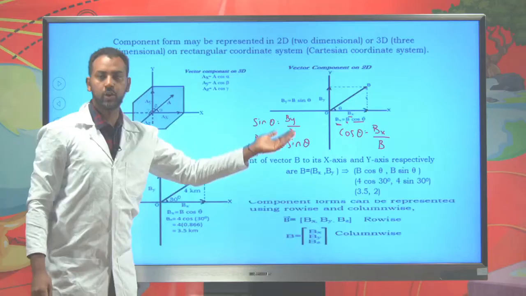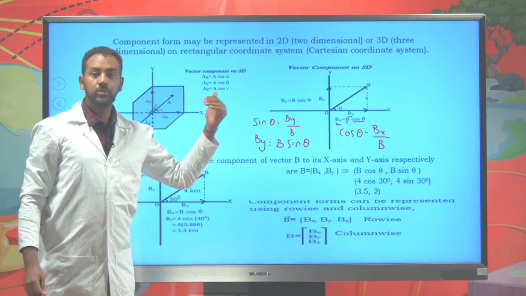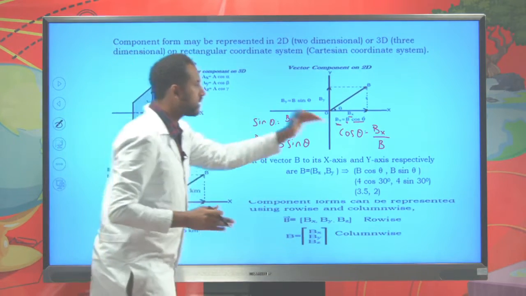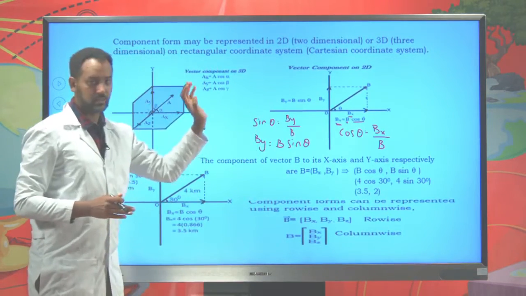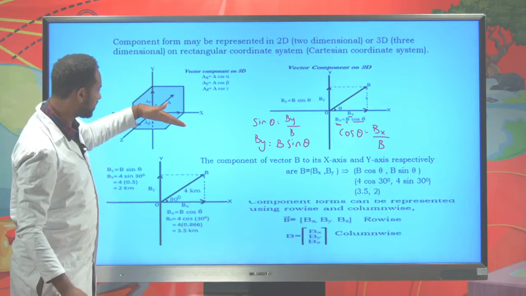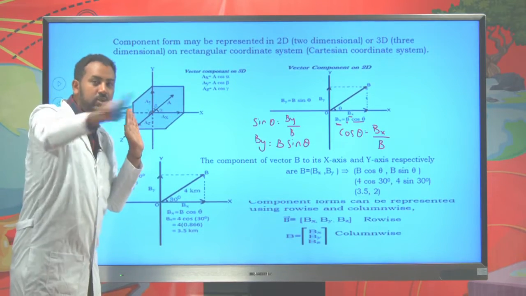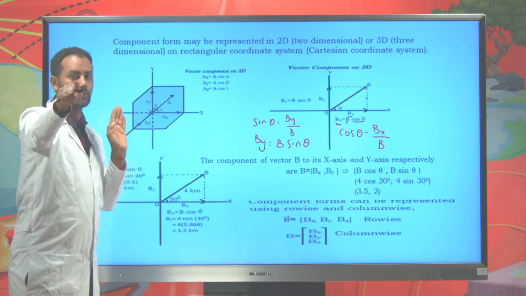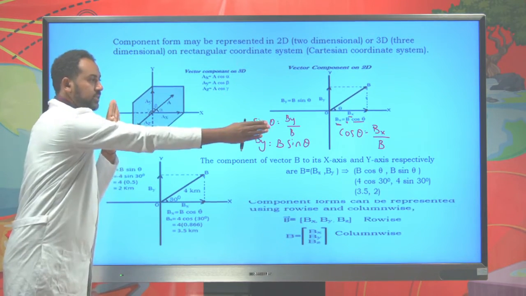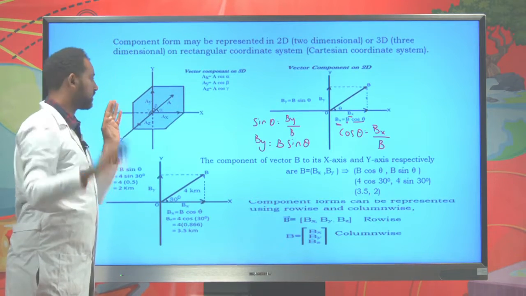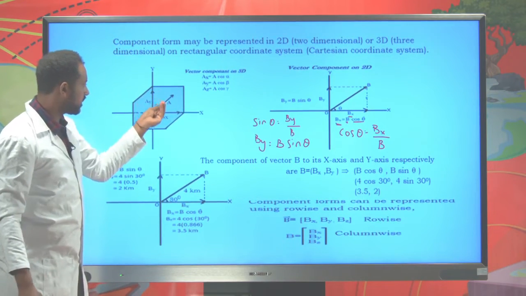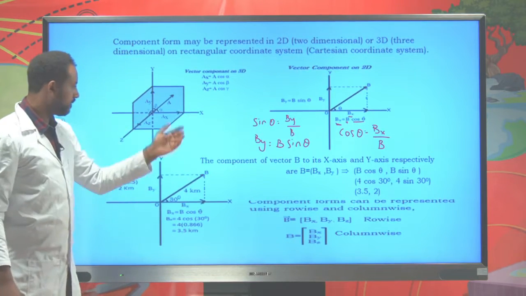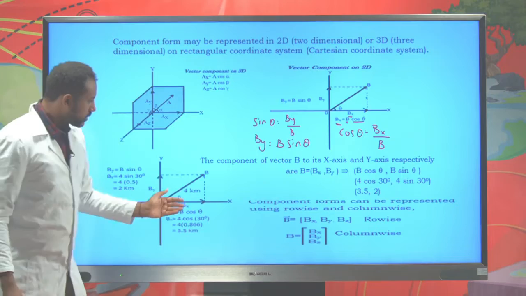It's also possible to decompose this vector onto the z-axis. Usually we focus only on two dimensions, the x-axis and the y-axis. But it's also possible to decompose it along x, along y, and along z, which is the axis directed towards you or towards me. With the x-axis, y-axis, and z-axis, it's possible to see it in 3 dimensions. We usually focus on 2-dimensional vectors, but it's possible to decompose in 3D.